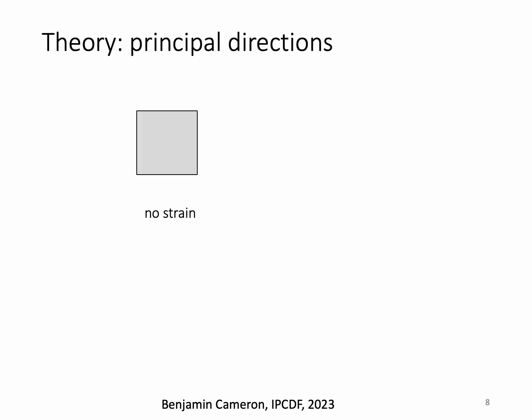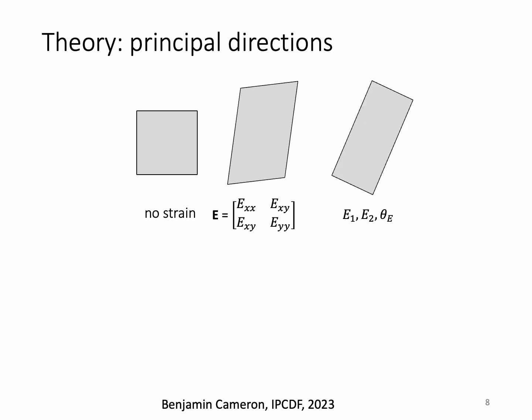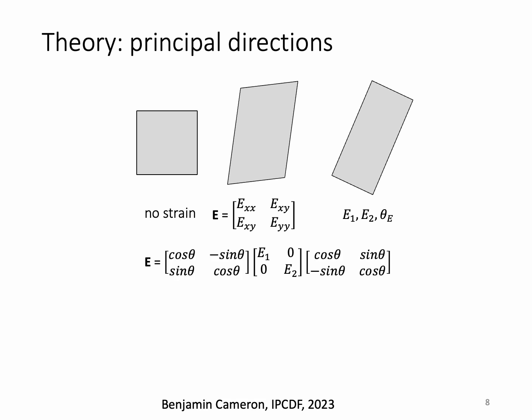So just to show what this means, this is a material element with no strain. We strain it, which we denote by the 2D matrix E, and this has three components, but we can also express this in a slightly different way. We can imagine an angled element, and so there's an associated angle of the strain, which corresponds to the principal direction of the strain, and also two principal strains in the direction of the angle and perpendicular to the angle. And these two ways of expressing it are mathematically equivalent.